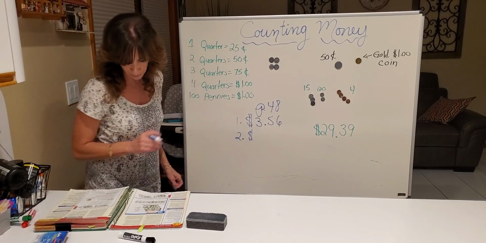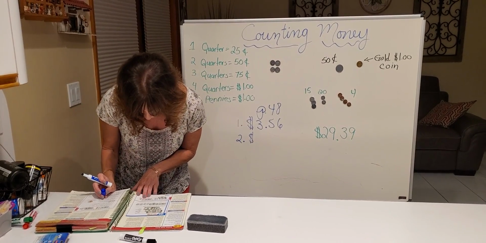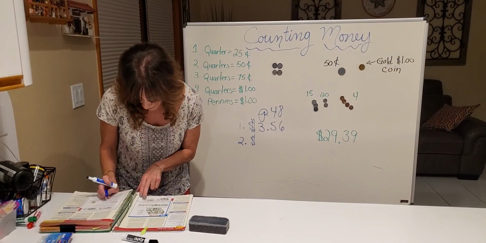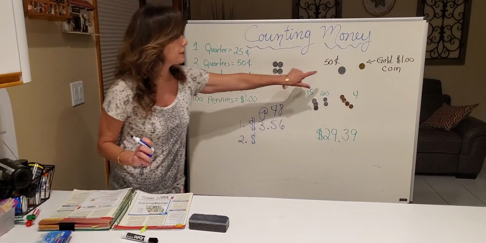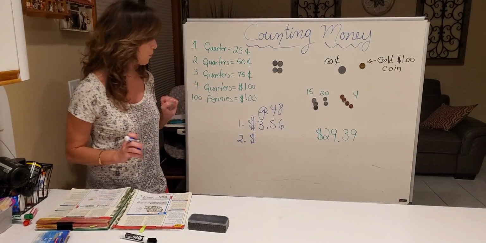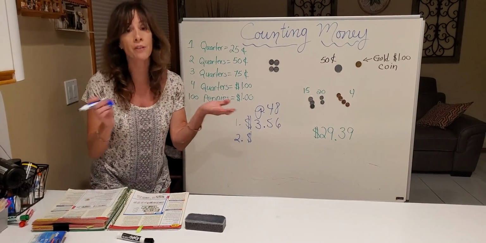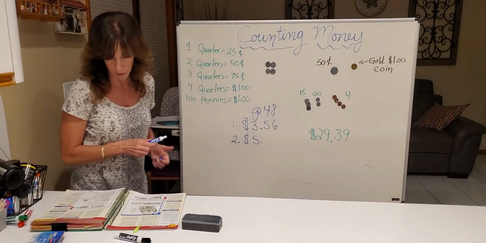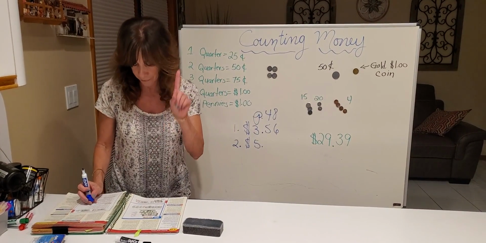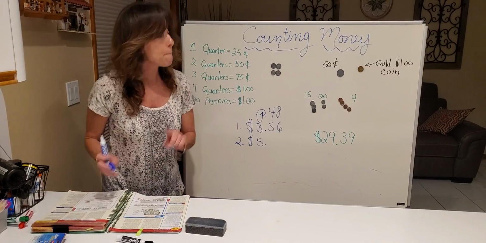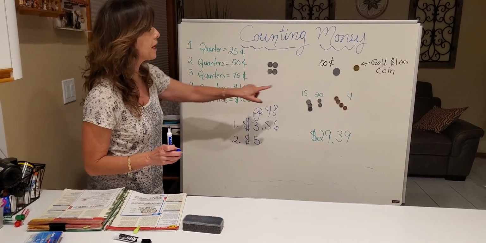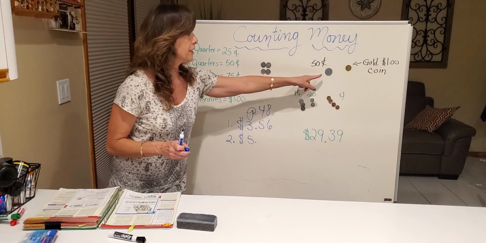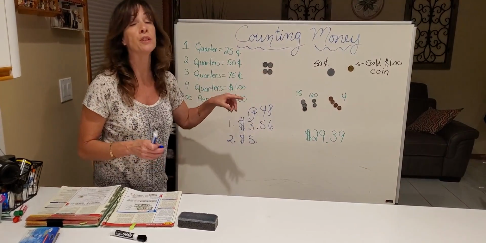All right, number 2. I see a $5 bill. And then I see a 50-cent piece and a quarter. So let's see. $5, that's the only bill we have. So we have a $5 bill. We start with the large amounts. And now we have a 50-cent piece plus a quarter. A 50 cents is 50 and a quarter is 25.